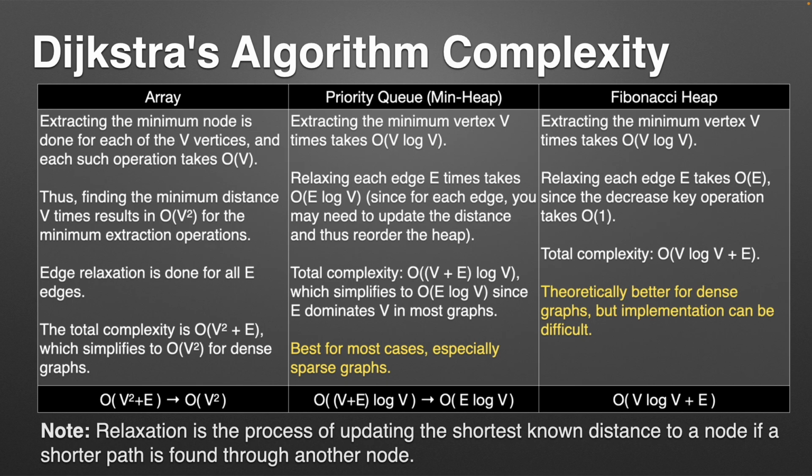Oh, and I should say, we didn't use the term when we were talking about it, but you'll see it in here: relaxation. If you say you're relaxing an edge of the graph, all that means is that you're updating the shortest path for that node. You'll see that language used in a lot of the theory text.